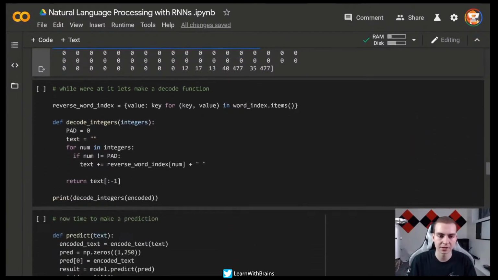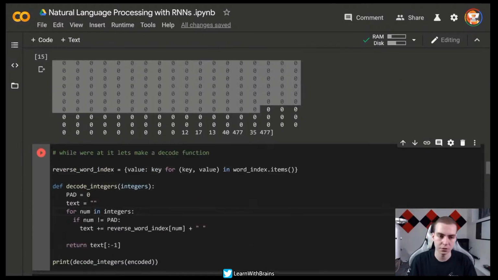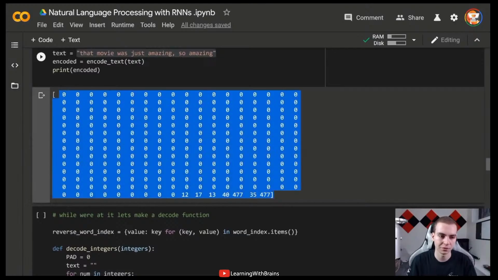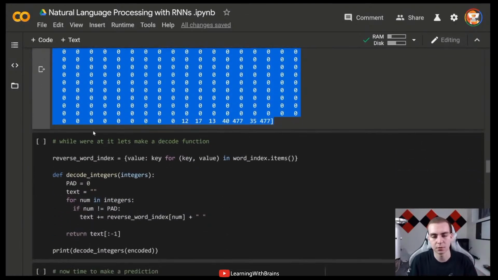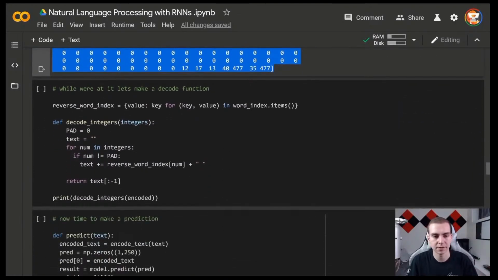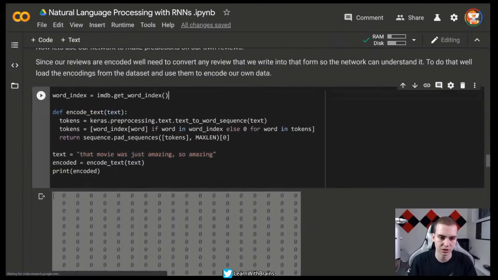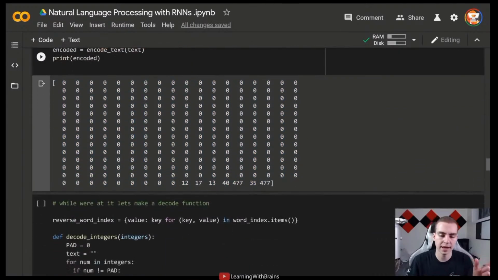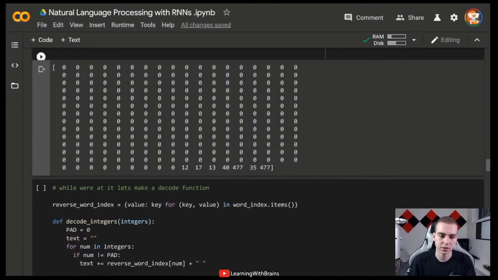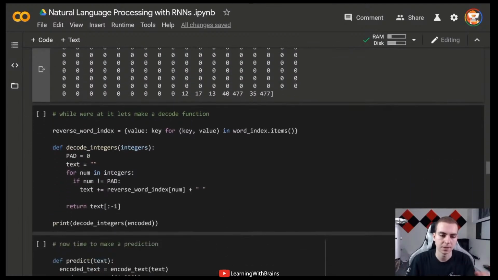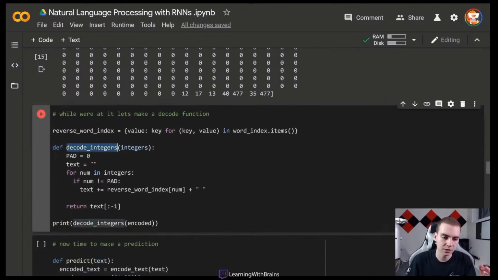Now, while we were at it, I decided why don't we make a decode function so that if we have any movie review like this that's in the integer form, we can decode that into the text value. So the way we're going to do that is start by reversing the word index that we just created. The word index we looked at goes from word to integer, but we actually now want to go from integer to word so that we can actually translate a sentence. So I've made this decode_integers function.